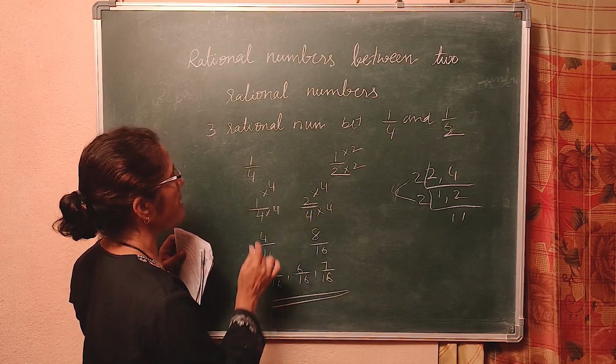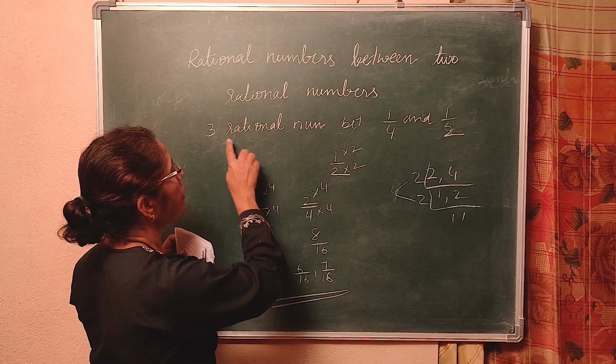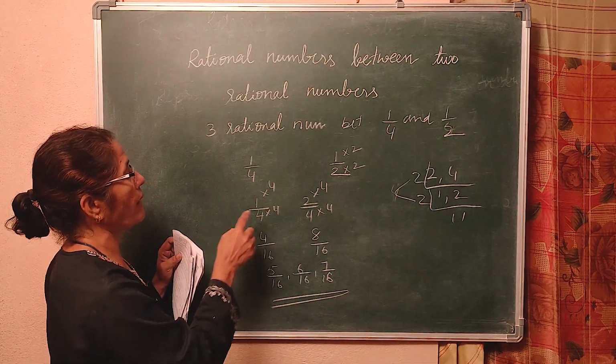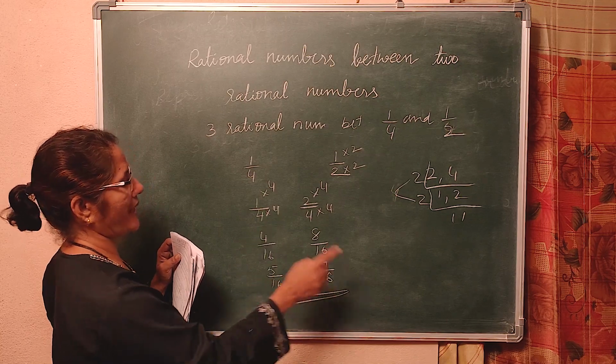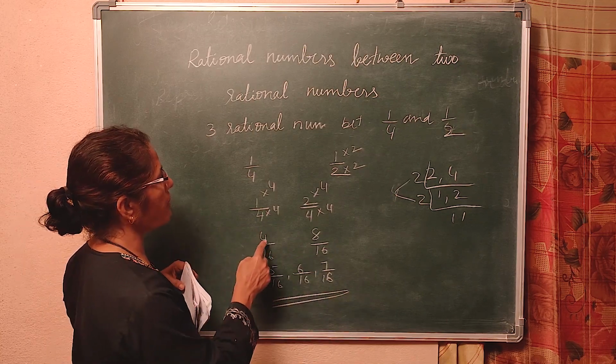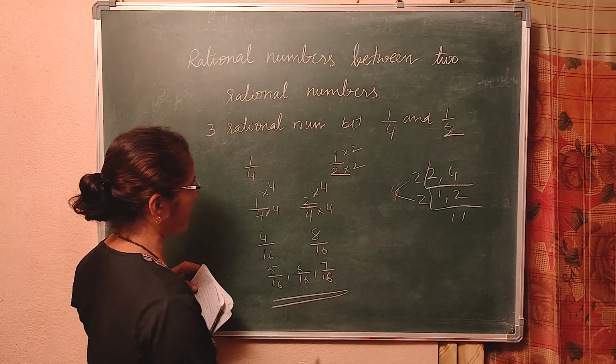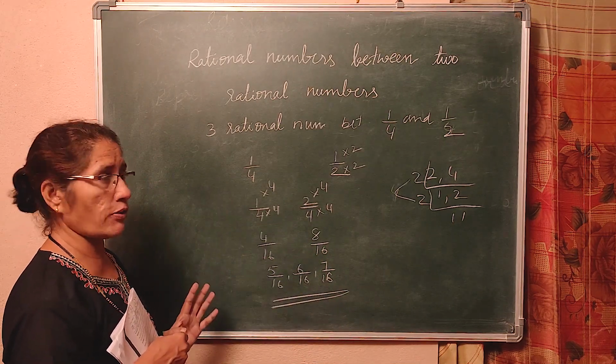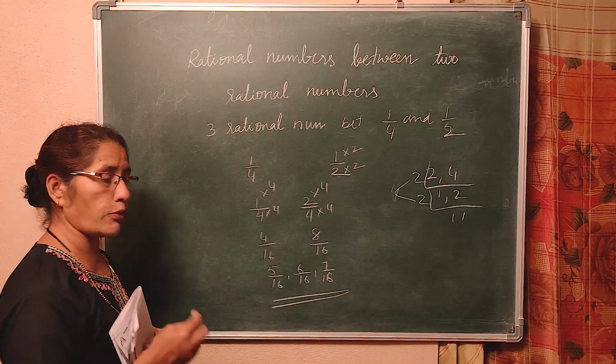Now what I do is, I want three rational numbers. I can multiply by 4 or multiply by 5. If you multiply by 4, you get exactly 3 rational numbers. 4 by 16 and 8 by 16. What are the numbers? 5 by 16, 6 by 16, 7 by 16. You understand? Now let us do one more problem.